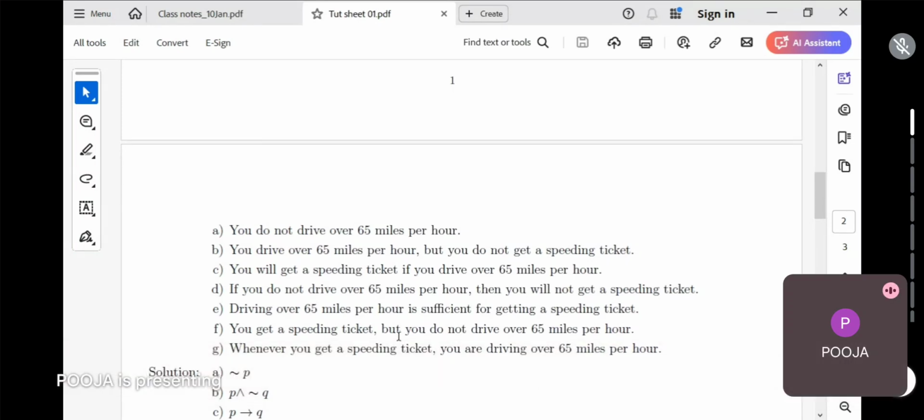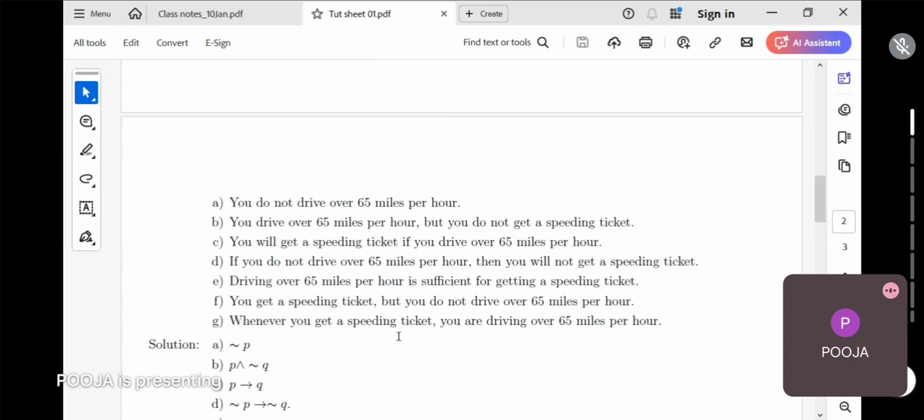You do not drive means negation P. You do not get a speeding ticket means negation Q. So negation P implies negation Q. It's very simple. Again, driving over 65 miles per hour is sufficient for getting a speeding ticket. क्या आंसर आएगा इसका? E part का.